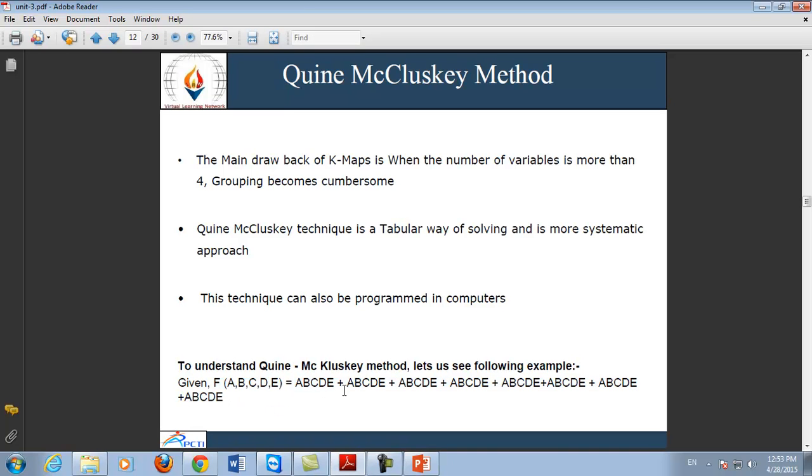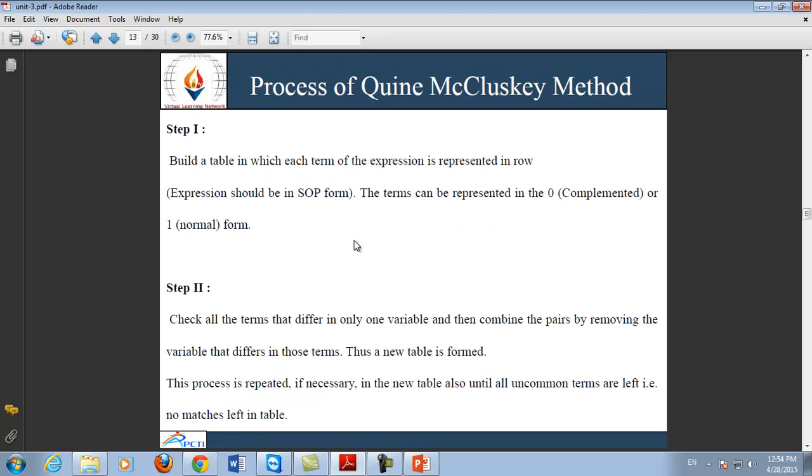Now, if we want to draw a logic circuit of this function, the number of gates will be very high, due to which the complexity will increase. The main purpose of using the Quine-McCluskey method is to reduce the number of gates. We will see it with an example.